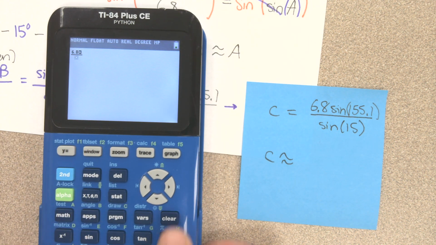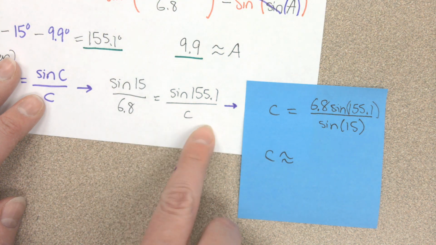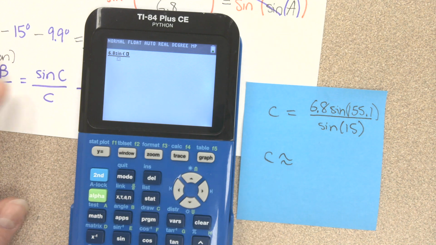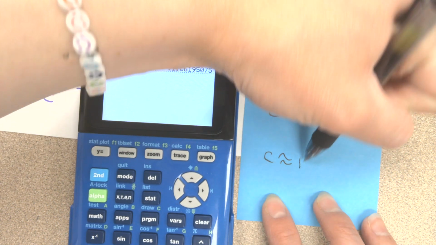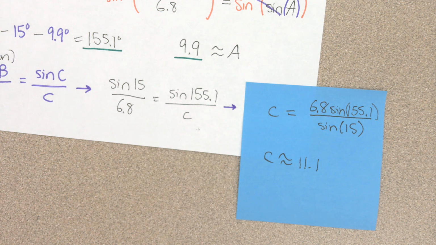We don't have to do this again? No, not on that one. We don't need to do inverse sine on this one because C is by itself. It doesn't have a sine attached to it. So that's why this is nicer. So 6.8 sine of 155.1 over sine of 15. Round that, we get 11.1. C is 11.1.